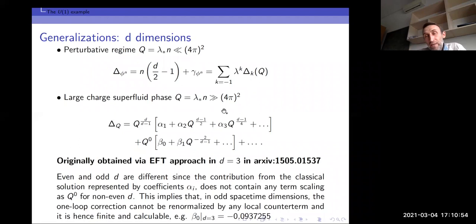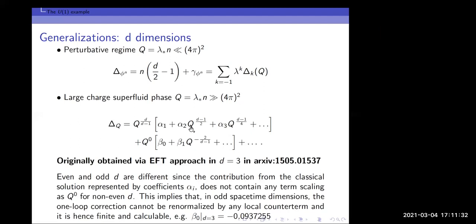But in the large charge limit in generic dimensions, the general form of the expansion will be written in this form. Originally, this was found by Domenico, Susanne, and collaborators in 2015, the original starting paper of this large charge expansion, where in 3 dimensions they found leading terms in this expansion using a completely different approach, the effective field theory approach, not a semiclassical approach like here.